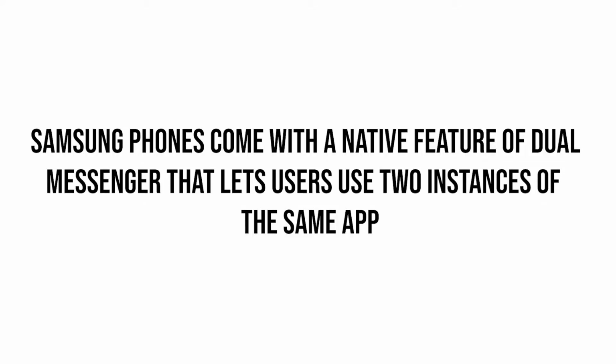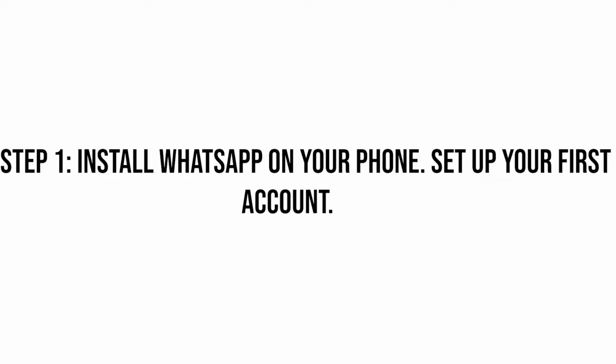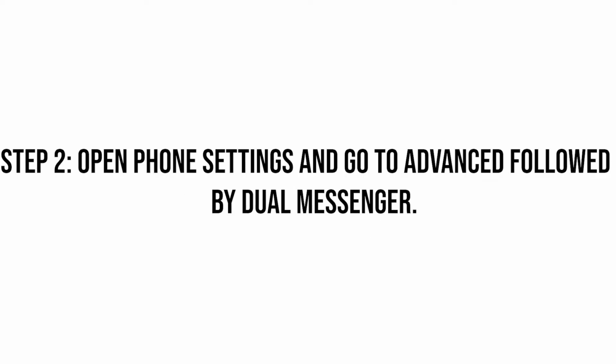Samsung phones come with a native feature of dual messenger that lets users use two instances of the same app. So step 1 would be to install WhatsApp on your phone, set up your first account. Step 2 would be to open phone settings and go to advanced followed by dual messenger.